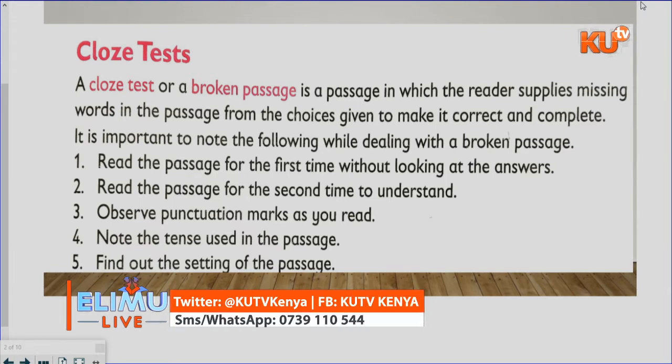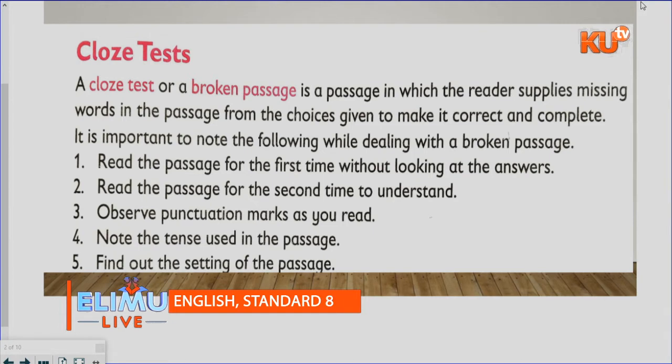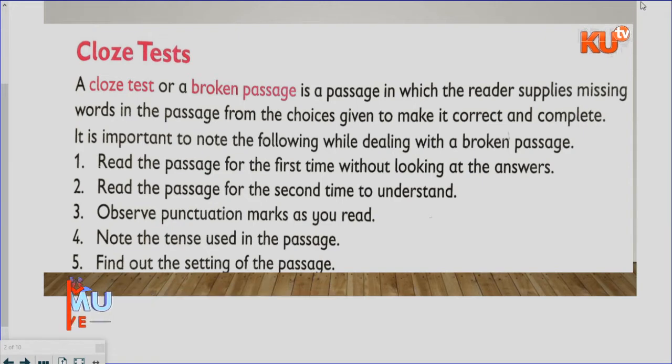So you read it without having a look at the choices that you have been given, and you try to make sense out of it while the words are still omitted. Then second, read the passage for the second time to understand. So one read through the passage is not enough for a Cloze test. You have to read twice for you to understand the passage.